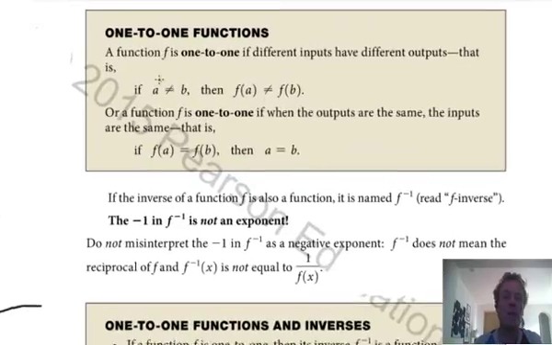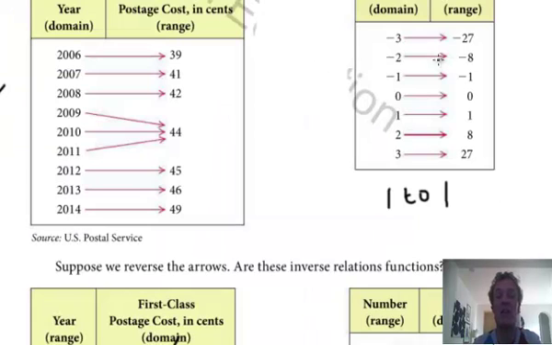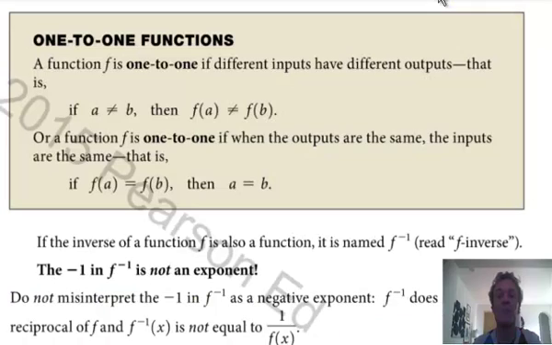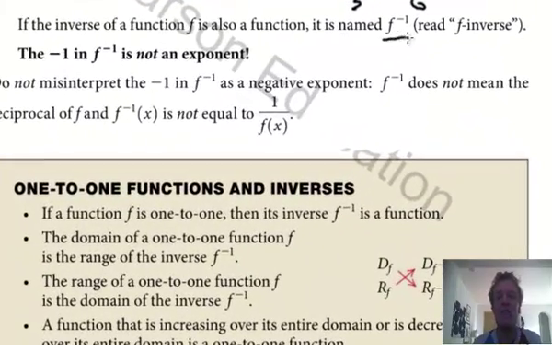Let's have a look. So a function is one-to-one if different inputs have different outputs. What this is saying here is if the inputs are different, then the outputs are different. Again, going back to this up here. One-to-one, if the outputs are the same, then the inputs must have been the same. If the answers are the same, then it must have come from the same input. Finally, how do we write the inverse? This is just notation. This is not an exponent. It's just how we write the inverse.